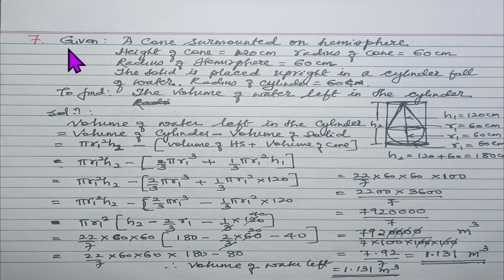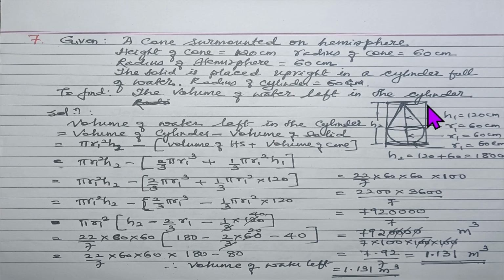Now example number 7. A cone is surmounted on a hemisphere. So there is a cone and it is surmounted on a hemisphere, and the height of the cone is 120 centimeters, the radius of the cone is 60 centimeter, and the radius of the hemisphere is also 60 centimeter. This solid, which is a hemisphere on which a cone is surmounted, is placed upright inside a cylinder which is filled with water. The radius of the cylinder is again 60 centimeters.